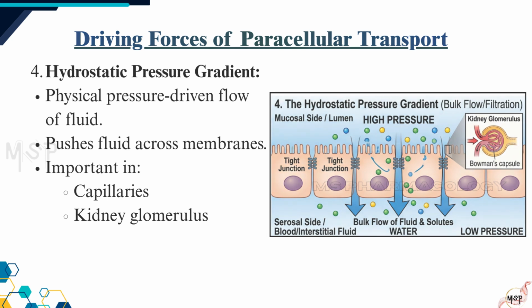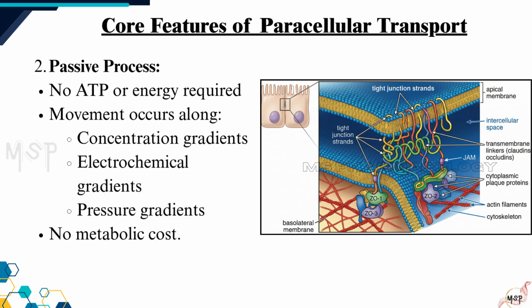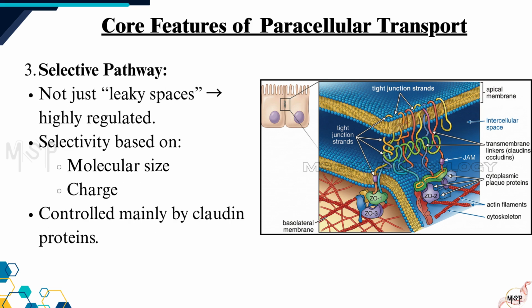There are three core features you need to remember about this pathway. First, it is governed by permeability. The looseness, or tightness, of these junctions determines how much can get through. Second, it is passive. Unlike active transport, which requires ATP or cellular energy, paracellular movement has no metabolic cost. Particles move freely along gradients. Third, it is selective. While we used to think of these as leaky holes, we now know they are sophisticated. They filter based on charge and size, a process managed by a family of proteins called claudins.